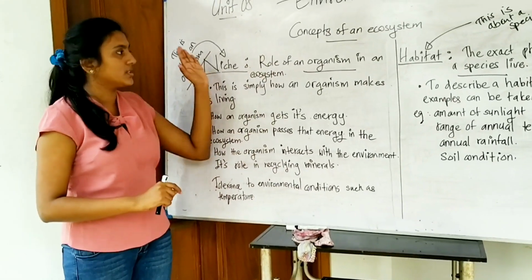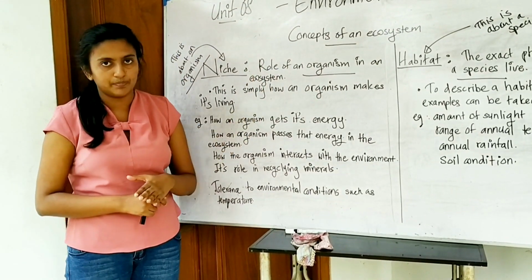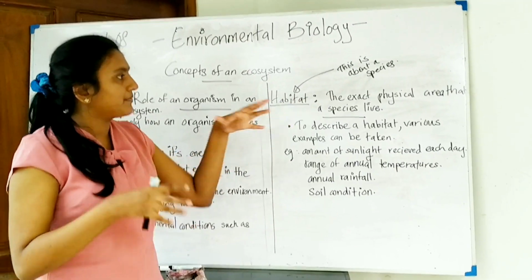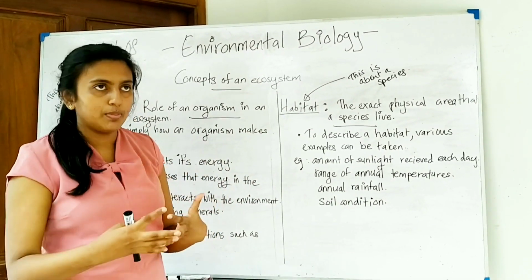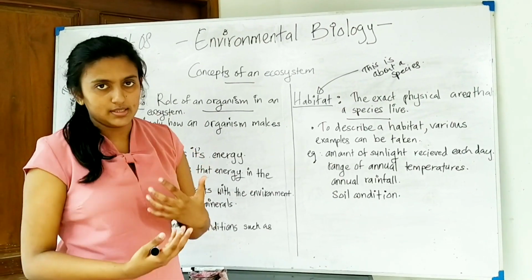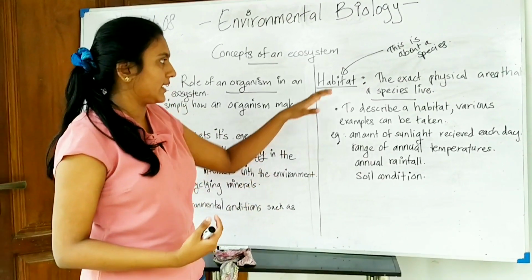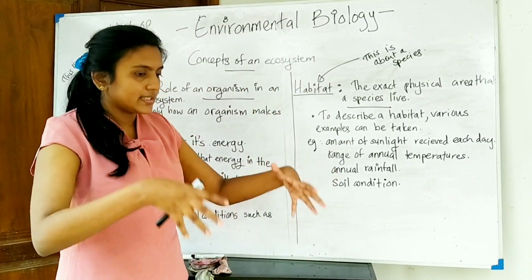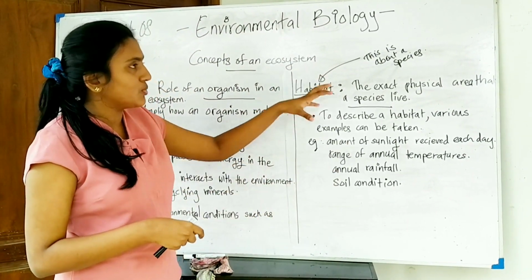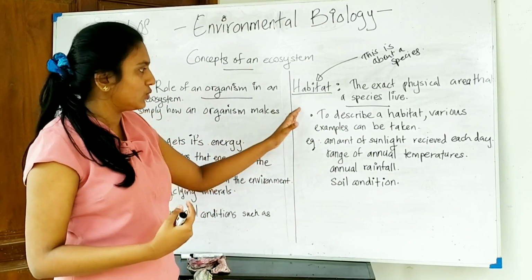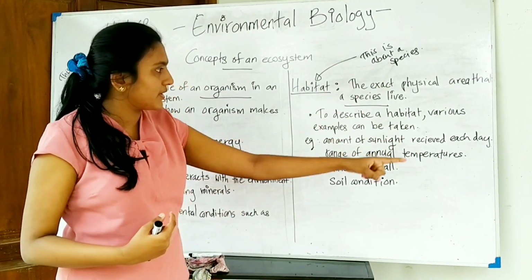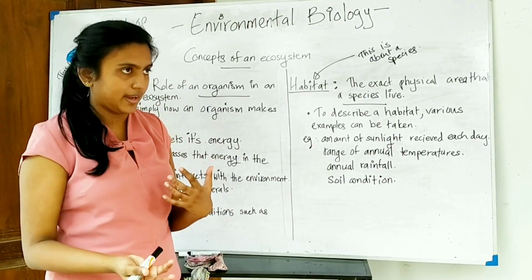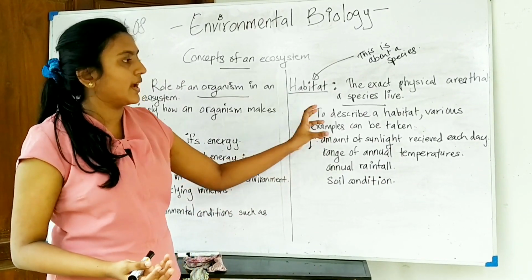So simply, niche is the role of the organism in an ecosystem. Coming to habitat, habitat is the exact physical area that a species lives in, but that's kind of anonymous. So we cannot say this is my habitat. There is an exact physical place, but since we cannot name it, we use different environmental factors to describe the habitat.